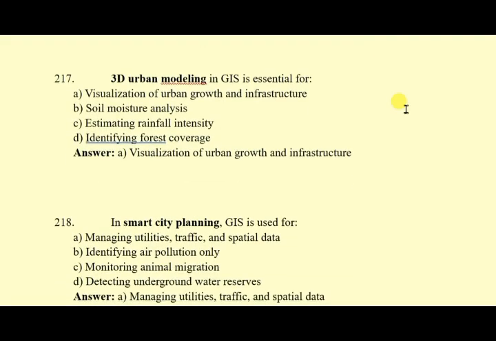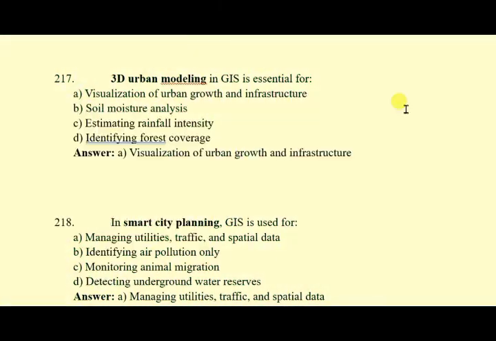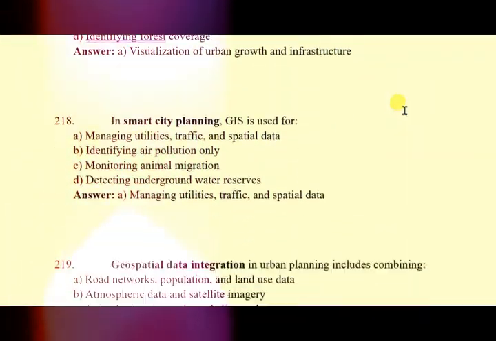Question 217. 3D urban modeling in GIS is essential for visualization of urban growth and infrastructure, soil moisture analysis, estimating rainfall intensity, identifying forest coverage. Here the right answer will be visualization of urban growth and infrastructure.